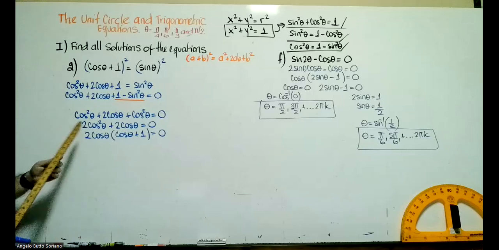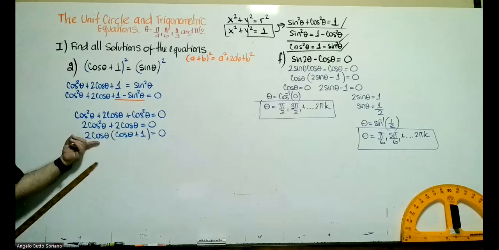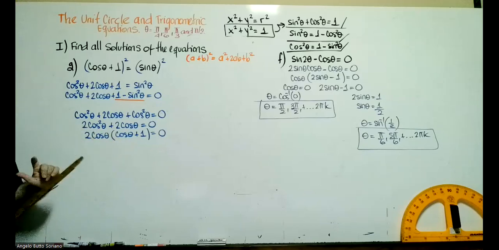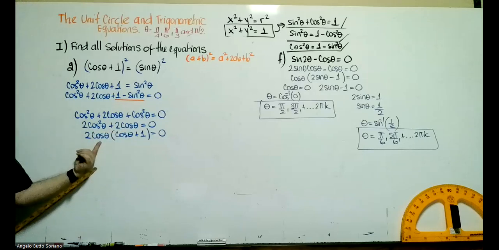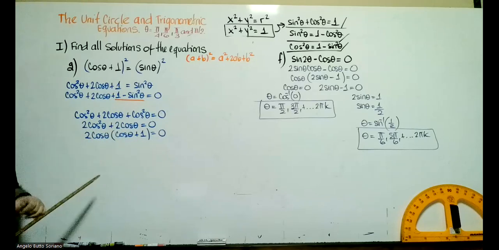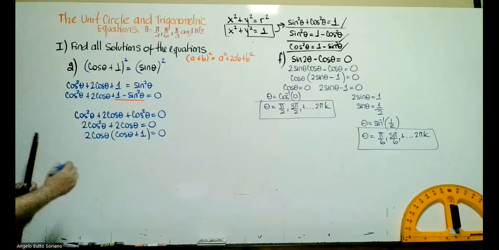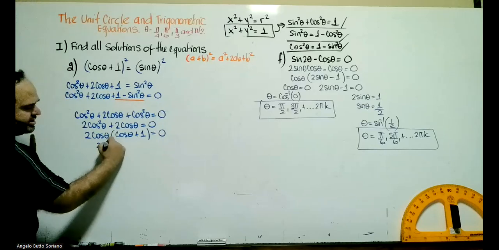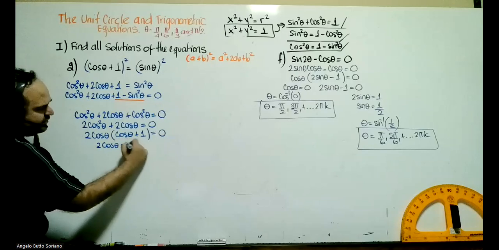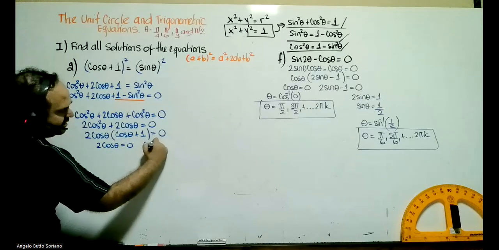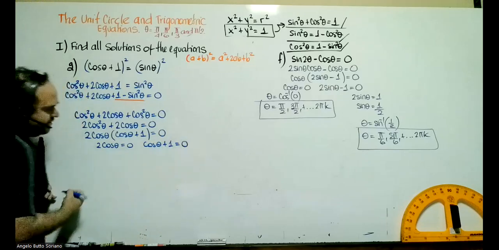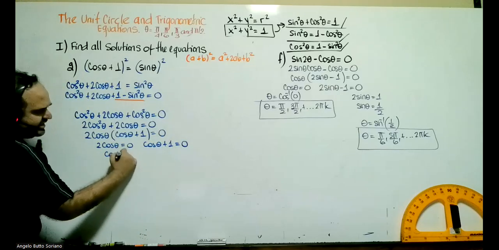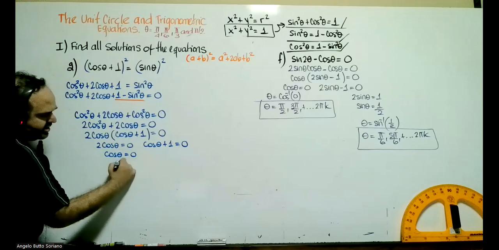Why? Remember the original equation divided by the common factor. 2 cosine squared theta divided by 2 cosine theta will be cosine theta. And 2 cosine theta divided by 2 cosine theta will be positive 1. Okay? Now, applying the null factor theorem, 2 cosine theta will be equal to 0, and cosine theta plus 1 will be equal to 0. Cosine theta will be also 0.